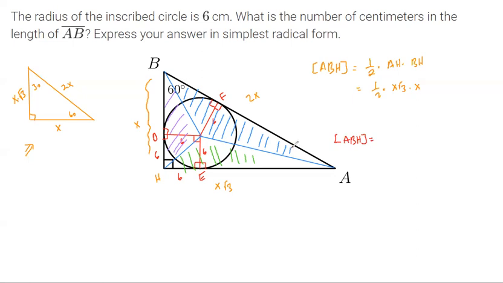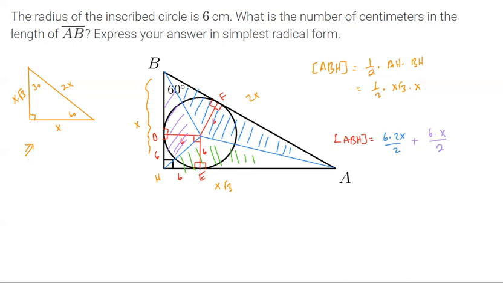This blue triangle has height 6 and base 2x, so you can say 6 times 2x over 2. That's that region. And then the area of this one, if I call this O, B, O, H, is going to be height 6, base x over 2. And that's the second one.